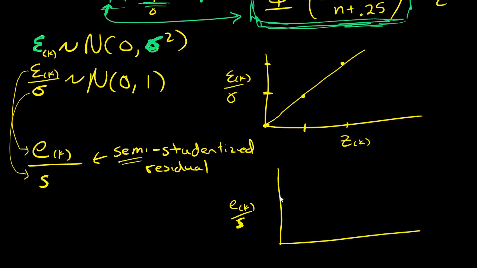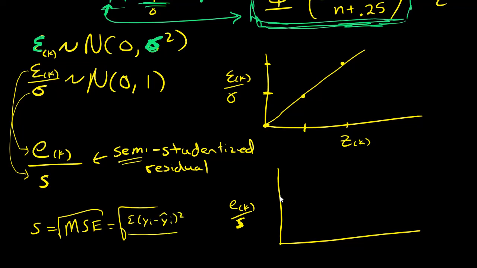Which is a reminder, what's s? s is the square root of the mean squared error, right? It's the square root of the sum of (yi minus yi hat), our residual, squared, divided by n minus 2. So remember, that's what s is. So this is very easy to calculate. And then we plot that against z, right?